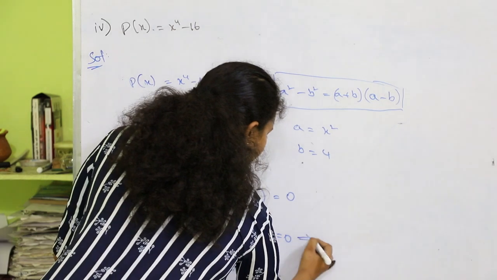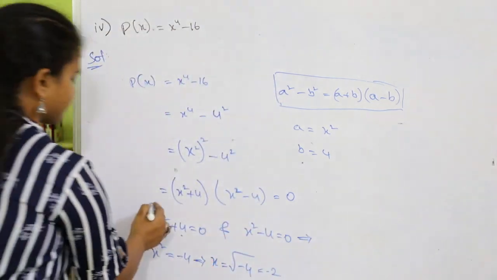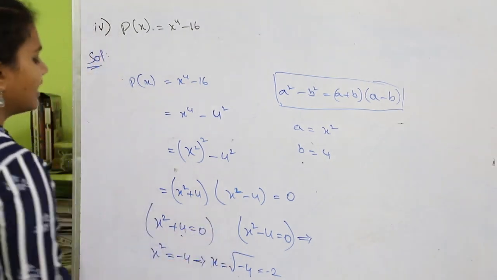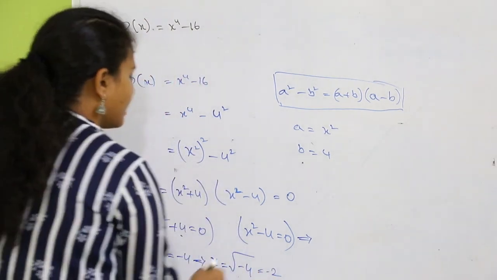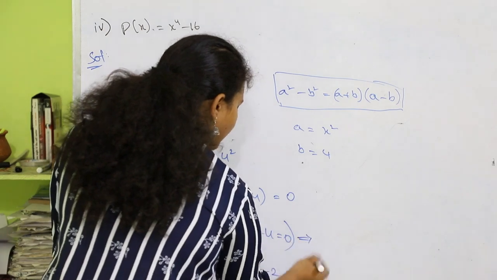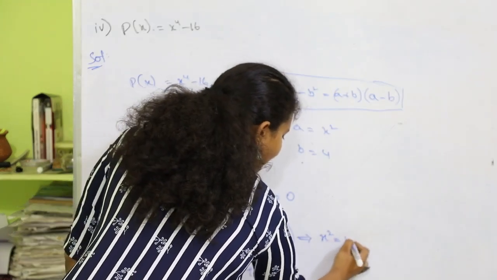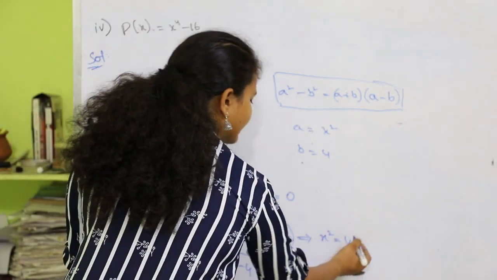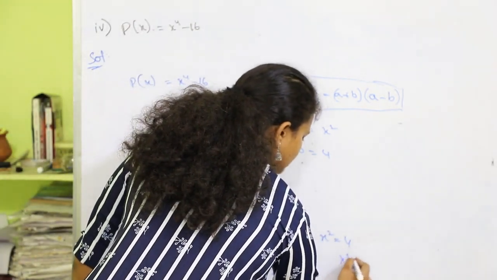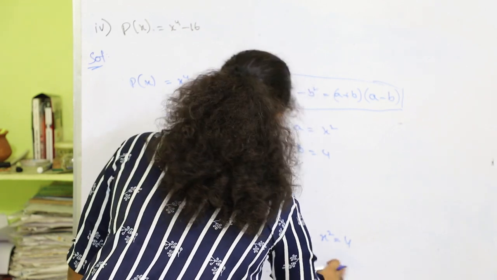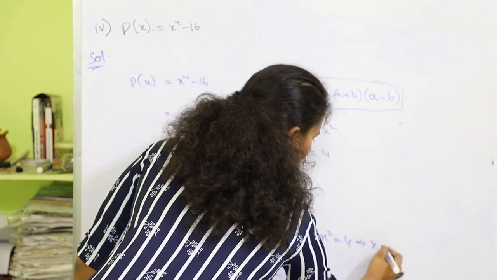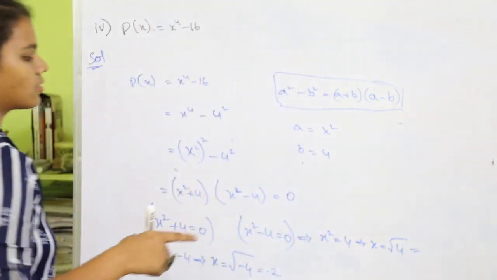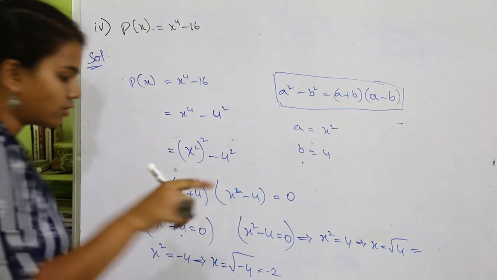Now from the other equation, the second equation: x square minus 4 equal to 0. So x square equal to plus 4. If I transpose this minus 4 to the other side, this becomes plus 4. Now the square goes to the other side and becomes root, where x equals root of 4. The square root of 4 equals 2, since 2 2's are 4.